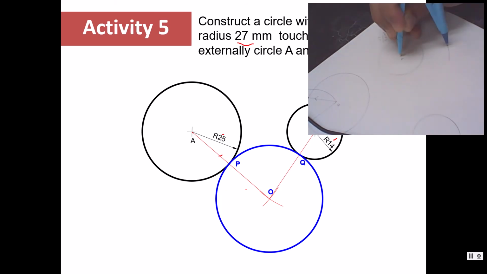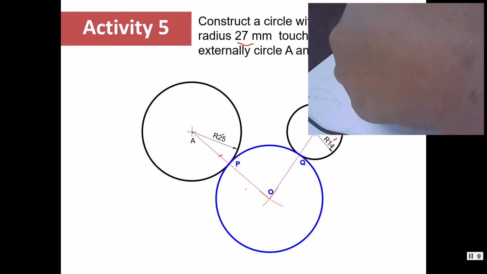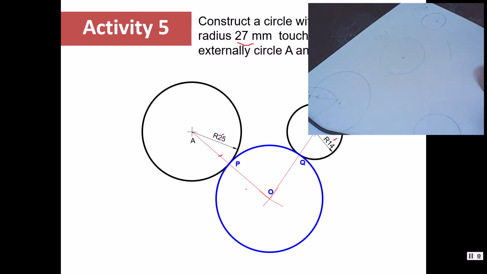Okay, so this is one line that has the distance of 52 from point A. And then from point B, 14 plus 27 is equal to 41 mm. For 41 mm, we measure 41 mm, and then from point B, we just construct one line here. Okay, so we got this point as the center point of the circle that we want to draw.